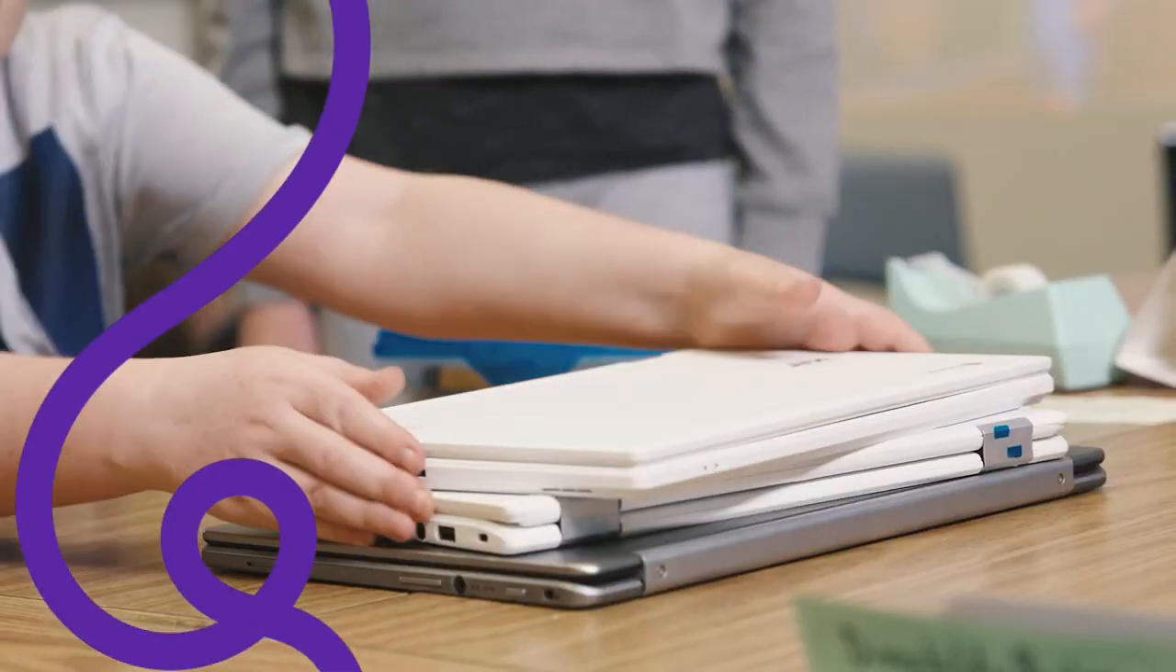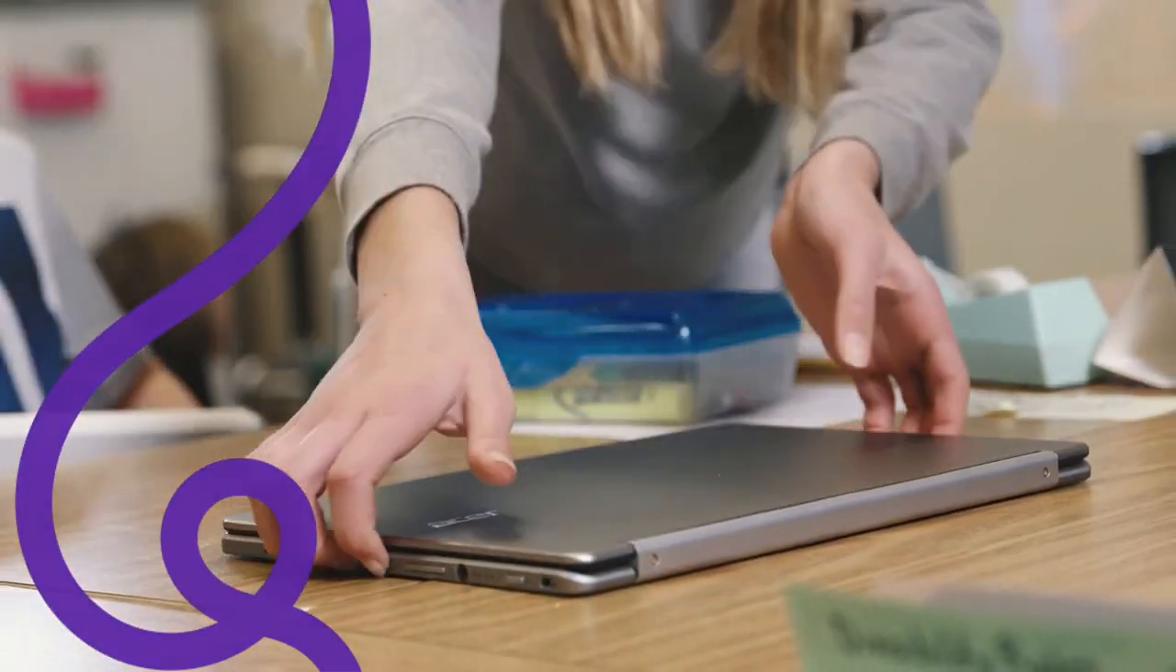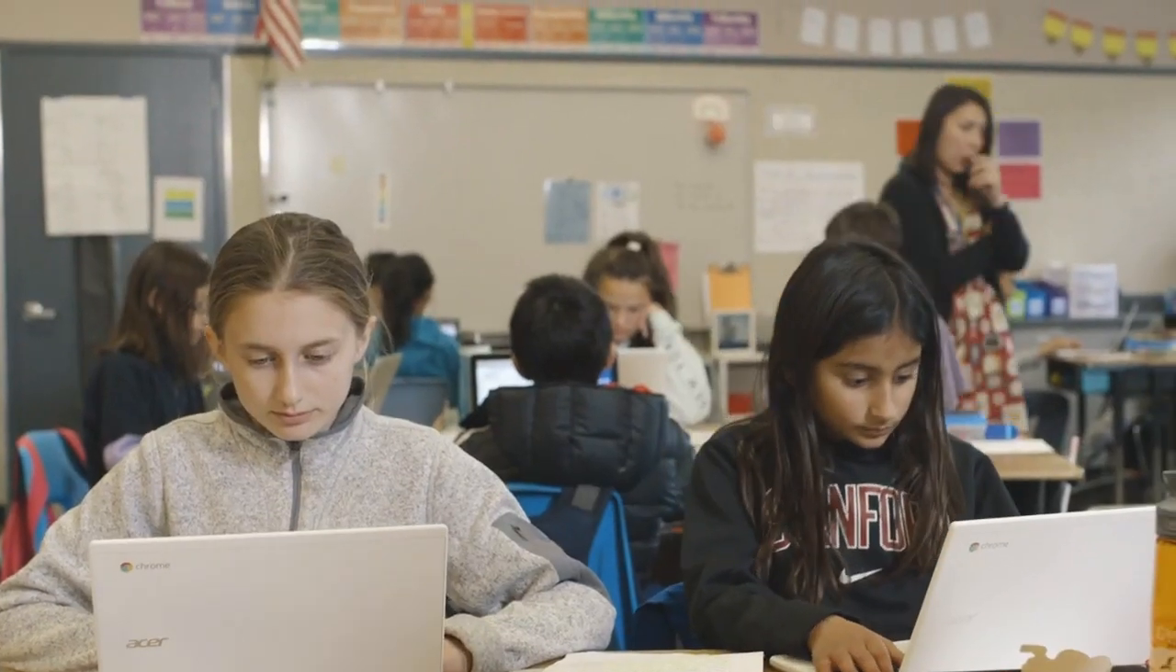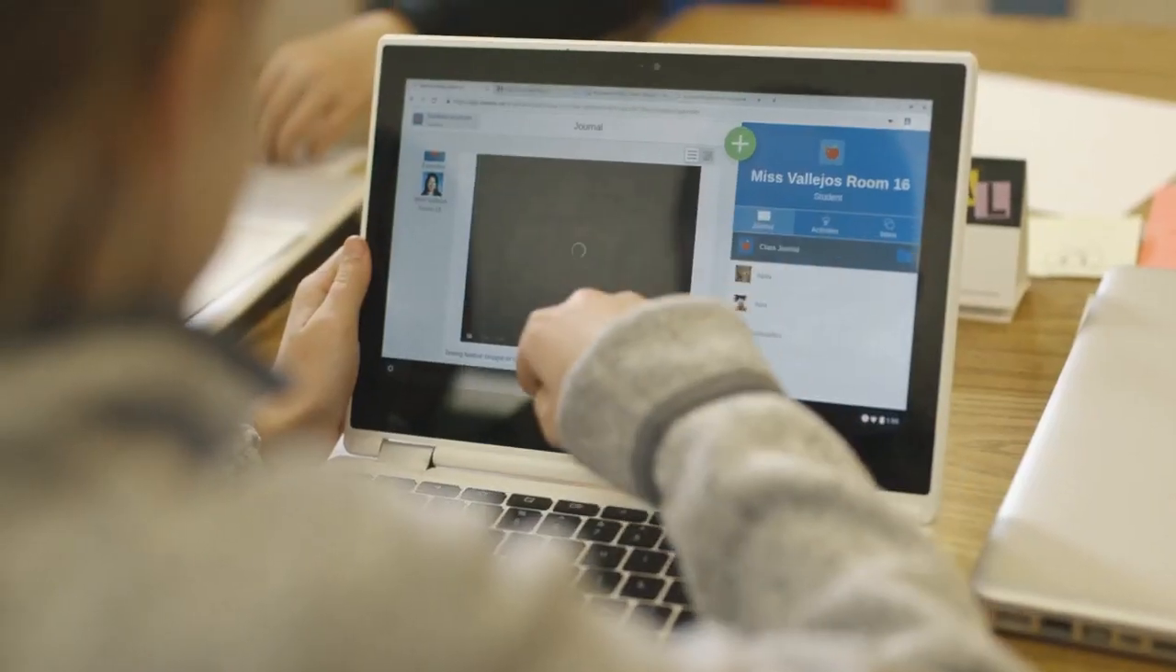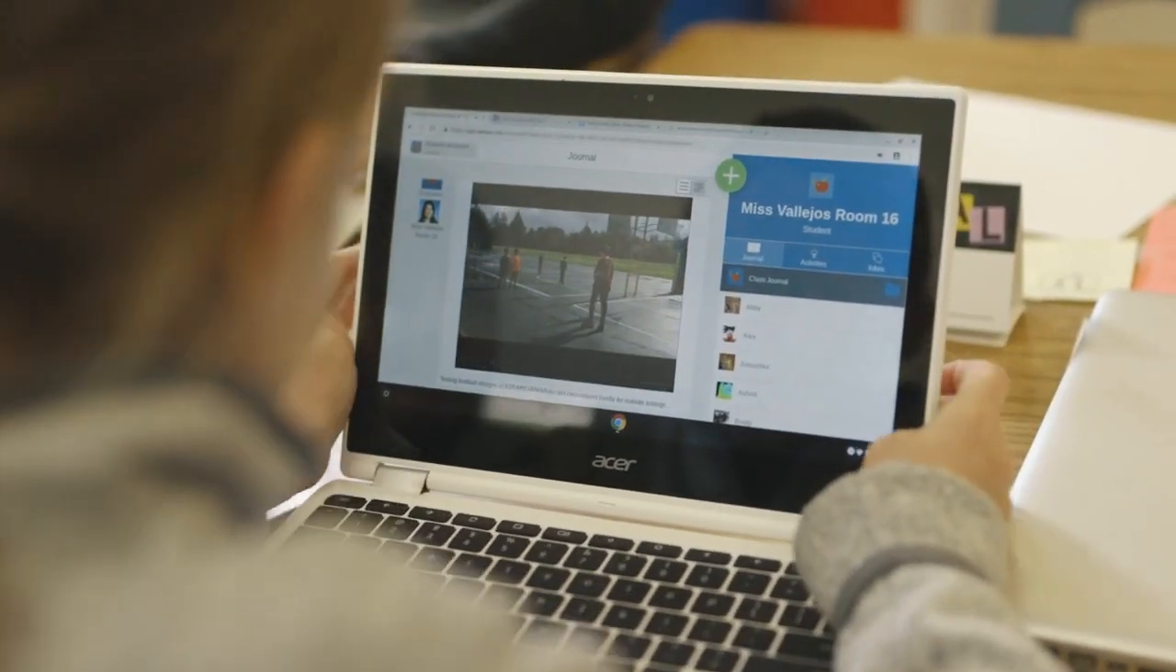My students use Seesaw to demonstrate and share their learning. We use it on our Chromebooks every day. It's really the best app I found for unlocking creative thinking and giving my students so many options to show what they know.